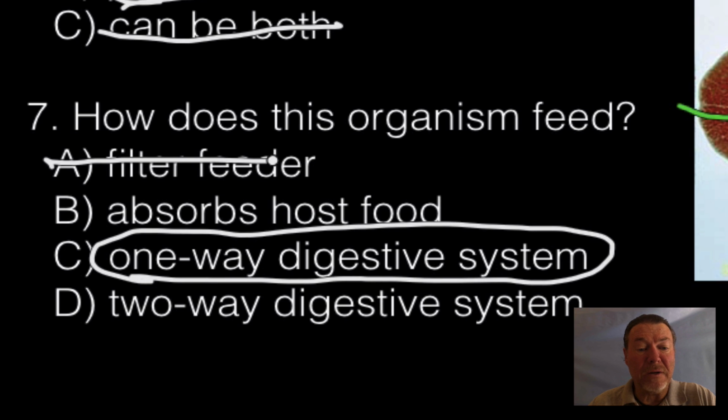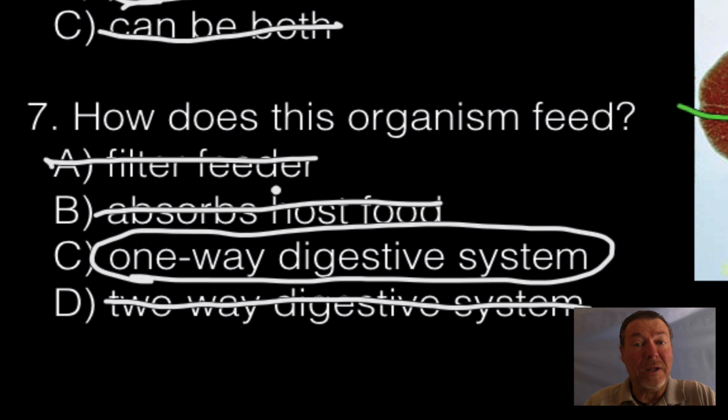A filter feeder is basically an organism that's aquatic usually and filters out the nutrients from the water. It doesn't absorb the host food. That would be something like a tapeworm would do. It's the same phylum, but it's a different class. And then a two-way digestive system also is the same phylum, but it's a different class. That would be the planaria, or the flatworms, and it would be like your mouth. You use your mouth to eat, and then whatever waste product would come back up through the same way.